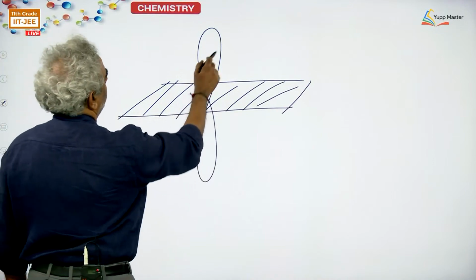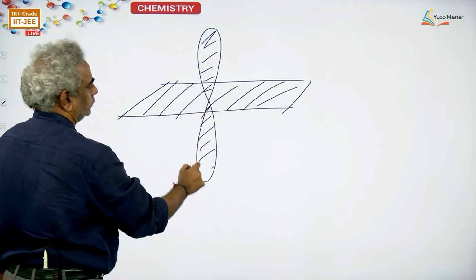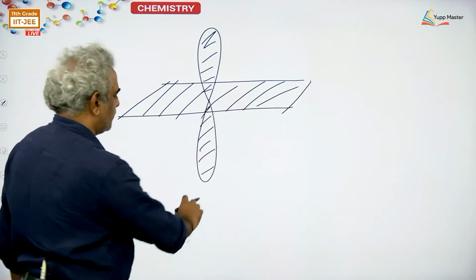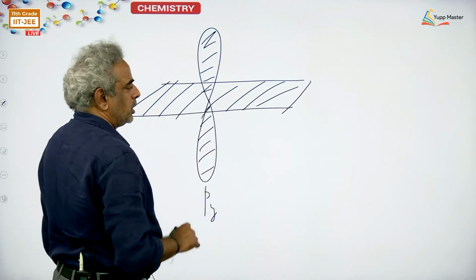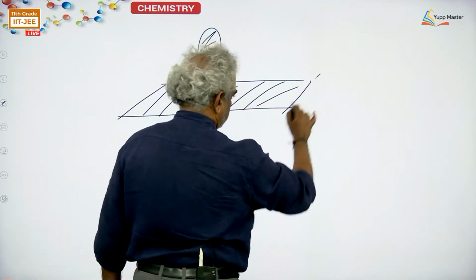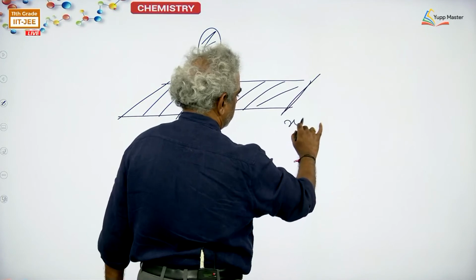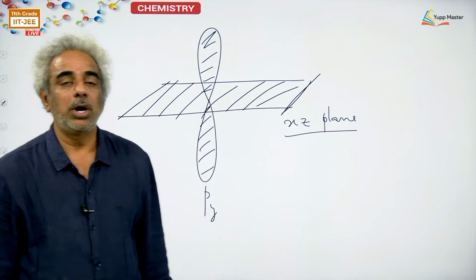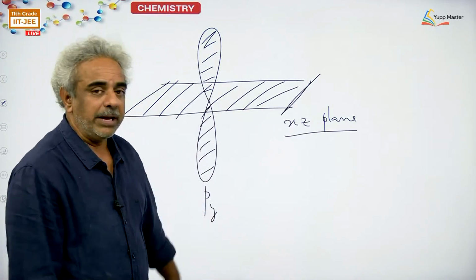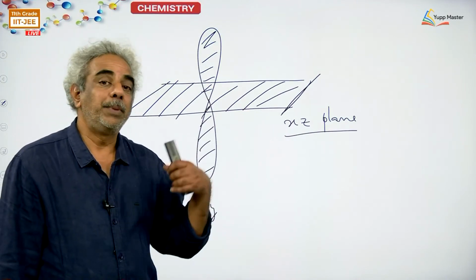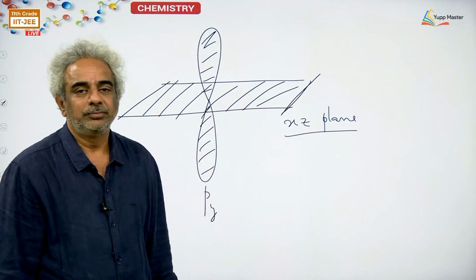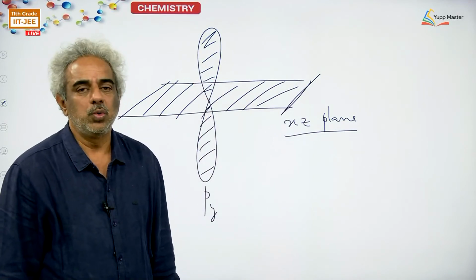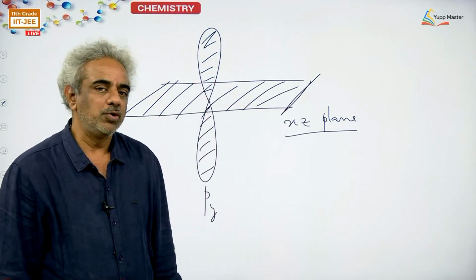See, this is up, this is down. This plane is going back and going like this. This is the py orbital, and what is this plane? The XZ plane. This is Z, this is X. So the XZ plane is the nodal plane of the py orbital. The pz orbital will have the xy plane, which divides the pz orbital into two equal parts on which psi square value is 0.